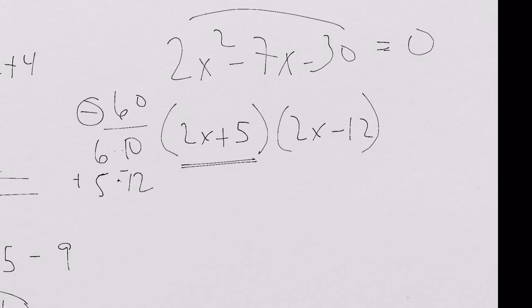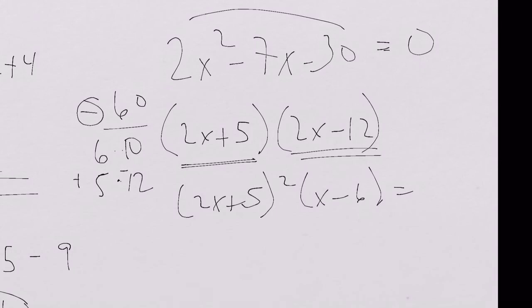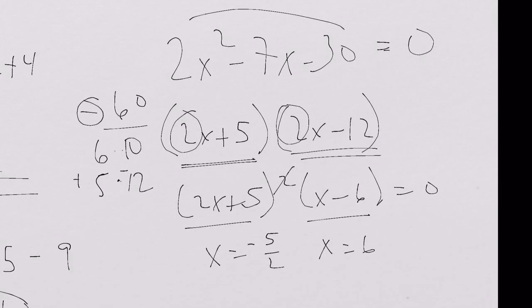This one I can't factor anything out of. This one I can factor out a 2. So now, since I added an extra 2 in the beginning, in this first step, I will just get rid of one of those 2's. And so 2x plus 5 times x minus 6 equals 0. Set each one equal to 0, and you get x equals negative 5 halves. And this one you get x equals 6. And those would be our solutions to that equation.